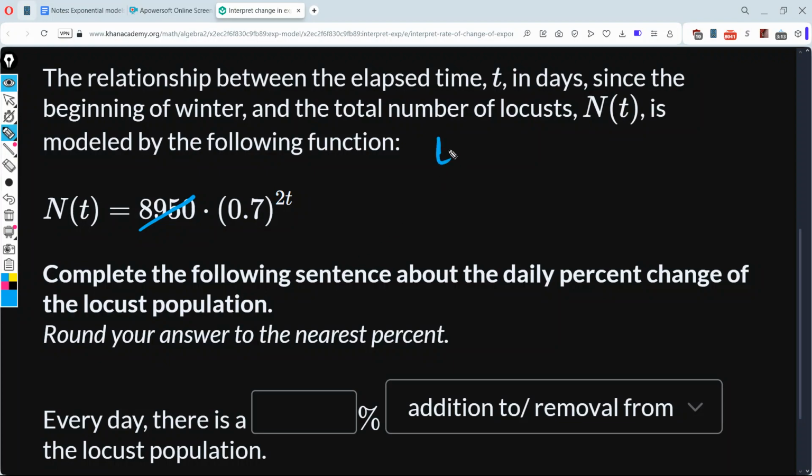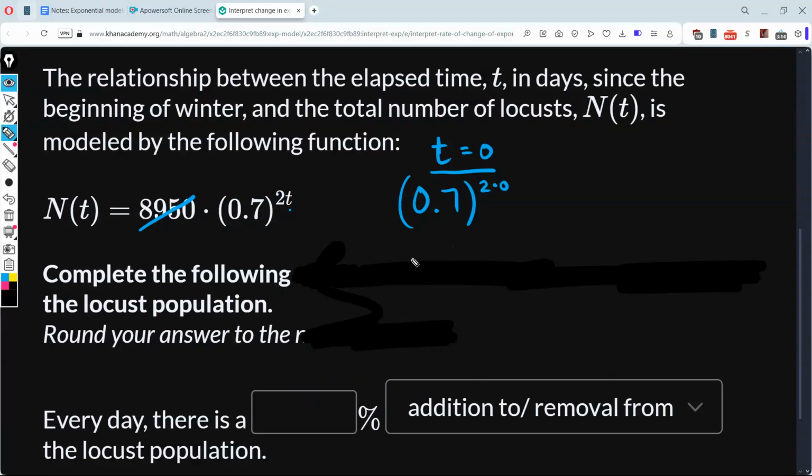We just want to see what we are multiplying by each time. So if you go with t equals 0, what are you multiplying by? Well, you plug in a 0 right here. All right, that's going to be 0.7, and that's to the power of 2 times 0. Okay, and that just equals, let me make some room. All right, so that's going to equal 0.7. 2 times 0 is just 0, and 0.7 to the 0 is just 1.